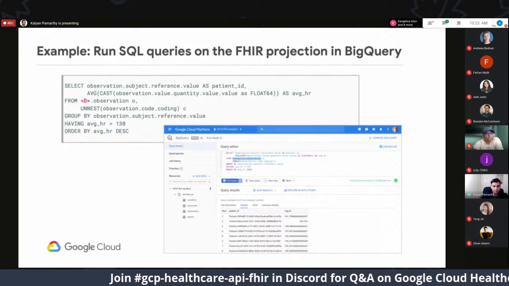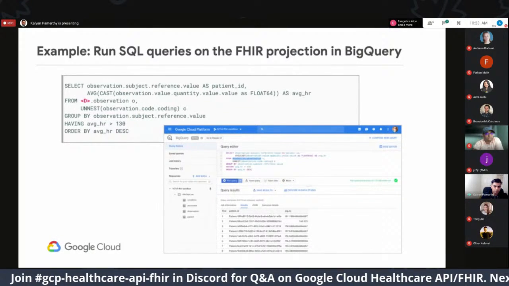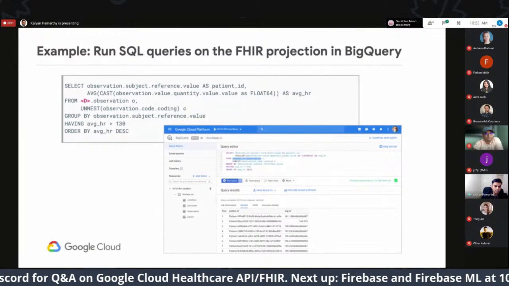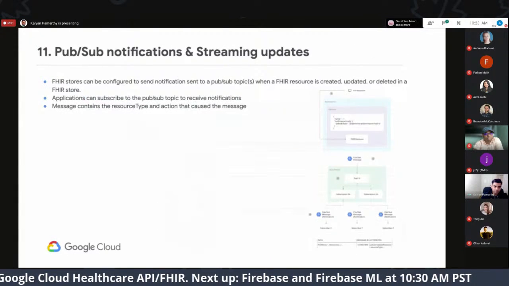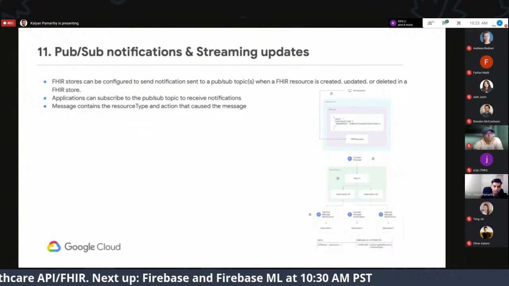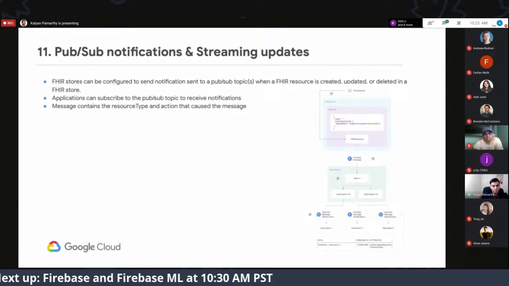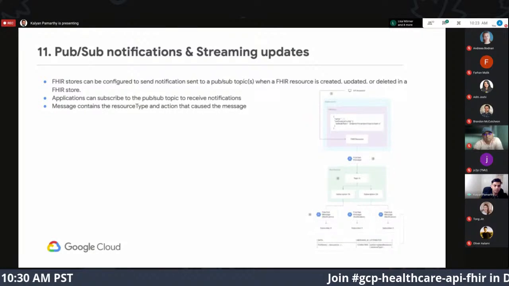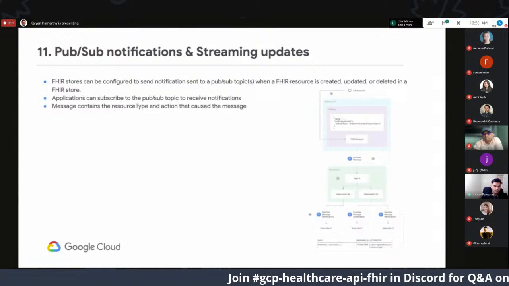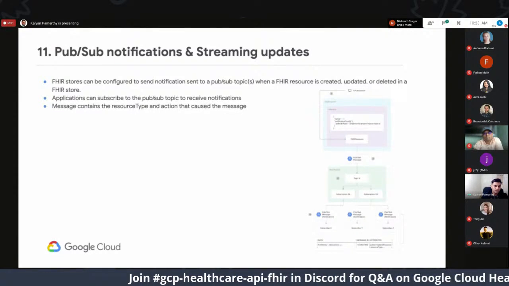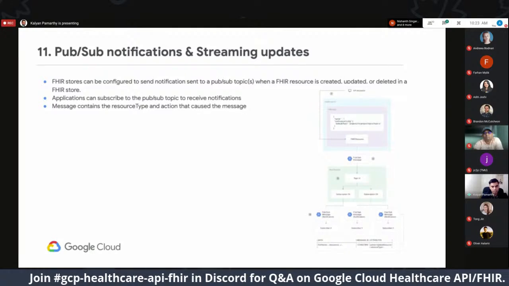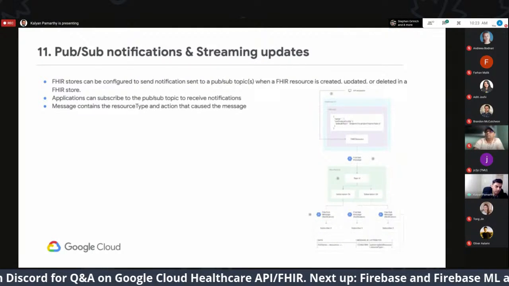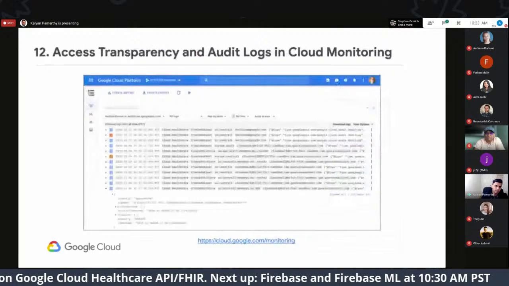So yeah, once you have your data in BigQuery, you can use standard SQL to query it, or you could build dashboards with Looker or other tools. And like I mentioned before, you can also set up Pub/Sub notifications in case you're using other systems integrated with the Cloud Healthcare API. So any changes that happen to the FHIR store are then published to a topic that you can set up in advance, and other applications can subscribe to that topic.